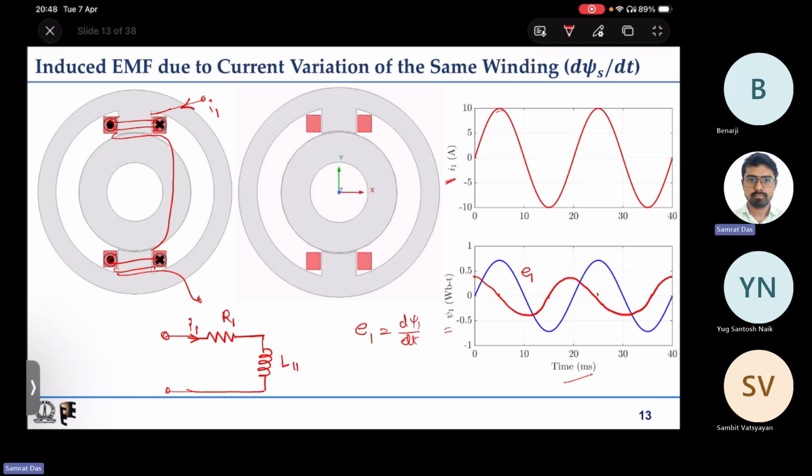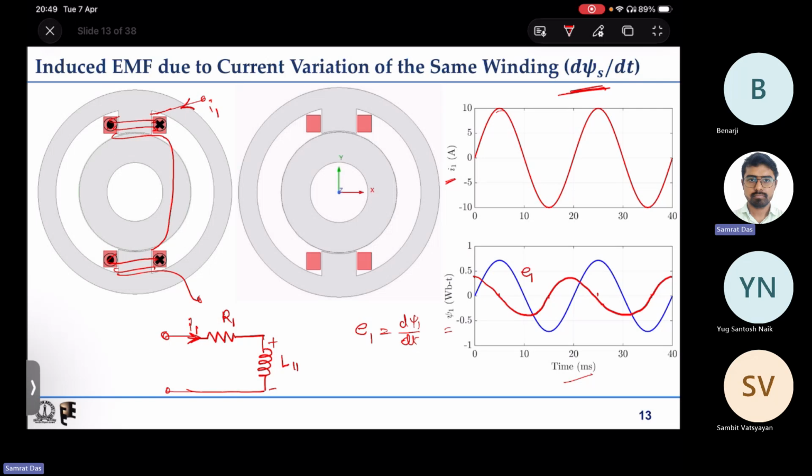So the physical winding is like that. If we try to model the physical winding with an electrical equivalent circuit, then it can be represented by this. If the current is changing, the inductance will have some voltage across it, that is nothing but L11 di1 dt. This is the induced EMF due to current variation in the same winding. So this is the self flux linkage varying with time, and this can be modeled simply with an RL circuit.